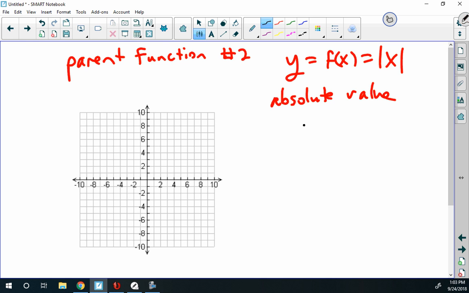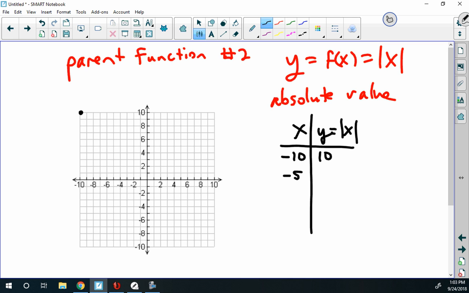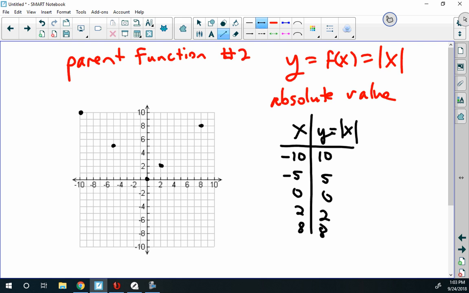So again, with the table, I'm not a big fan of tables, but this is pretty easy. Our Y values are going to be the absolute value of our X values. So if you pick -10, the Y value is going to be +10. If you pick -5, the Y value is going to be +5. If you pick 0, the absolute value is 0. Absolute value of 2 is 2. Absolute value of 8 is 8. So with this one, it's pretty clear, I hope, that this one has this V shape to it.